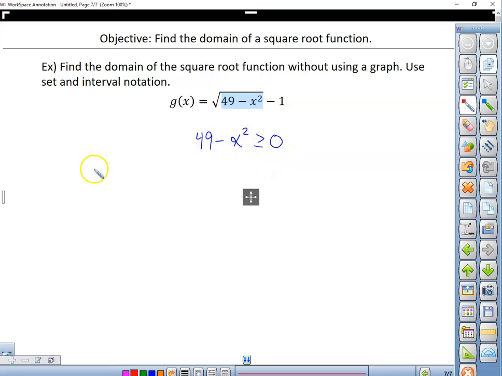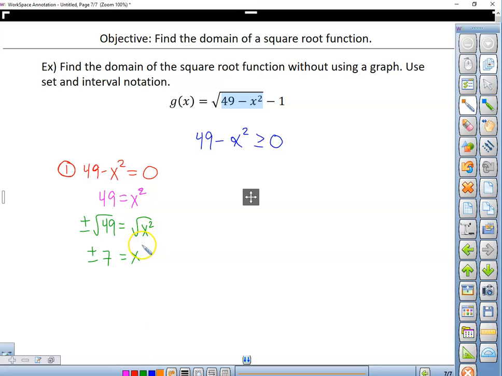So my first step is to figure out where 49 minus x squared is equal to 0. Now here, personally, I would probably add x squared to both sides, giving me 49 equals x squared. Then I would use my square root property. So the square root of x squared is equal to the positive or negative value of the square root of 49. This time I've got this nice perfect square. And square root of 49 is 7. So I get positive and negative 7 as my values. These are the values of x that make our radicand 0.